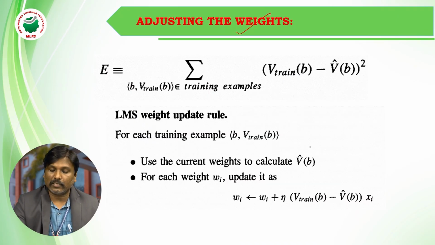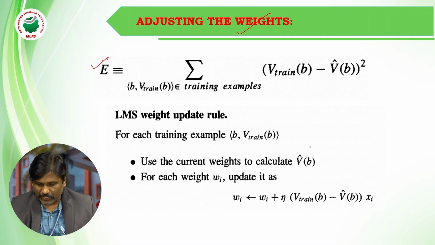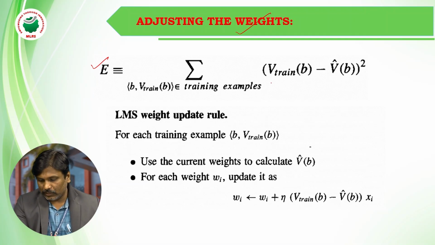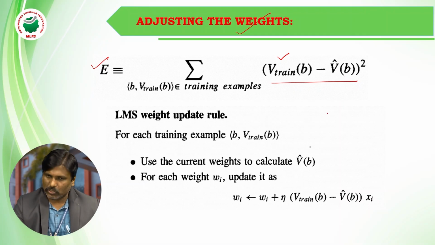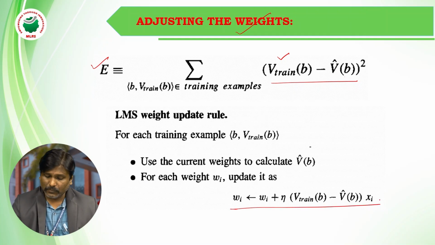And next, adjusting the weights. For adjusting the weights, we measure the squared error or mean square error. That is the difference between the training value and the V cap of B value. If these two values are the same, then the error equals 0.